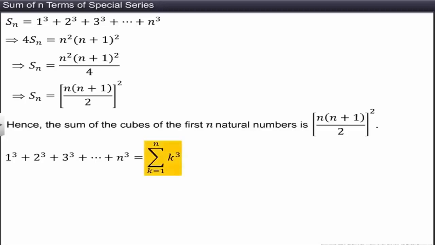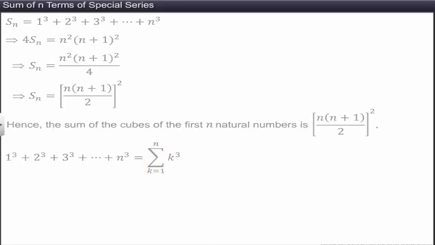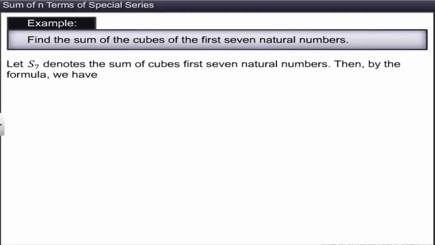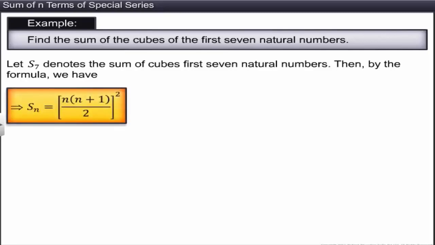With the help of this formula, let's find the sum of the cubes of the first 7 natural numbers. Let S7 denote the sum of the cubes of the first 7 natural numbers. Then, by the formula we have S7 is equal to 7 into 7 plus 1 divided by 2 whole square. This is equal to 784.